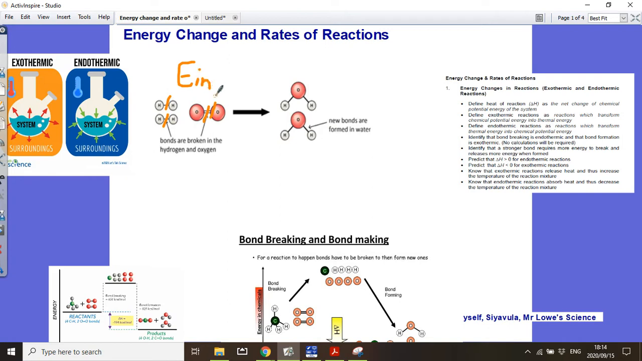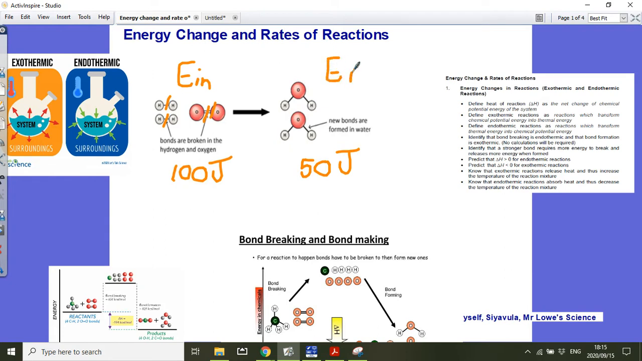So you need energy for bond breaking. Let's say we take in 100 joules to break those bonds, and we end up with our mush of loose atoms. But now to form these new ones, I only give out 50 joules of energy. Again, think about the environment and think about the chemicals.